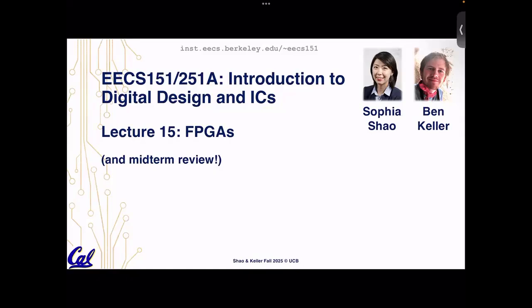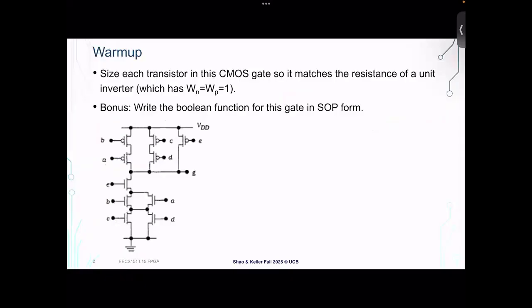We are going to be talking about FPGAs, as you can see, but as you hopefully know, you have a midterm coming up next week. And so we're going to take some time to dive back in the archives of your brain and dredge up the stuff from 3 weeks ago or a couple of months ago and do some midterm review. Okay, so let's get started with this warm-up. Please go ahead and try this on your own for a couple of minutes.